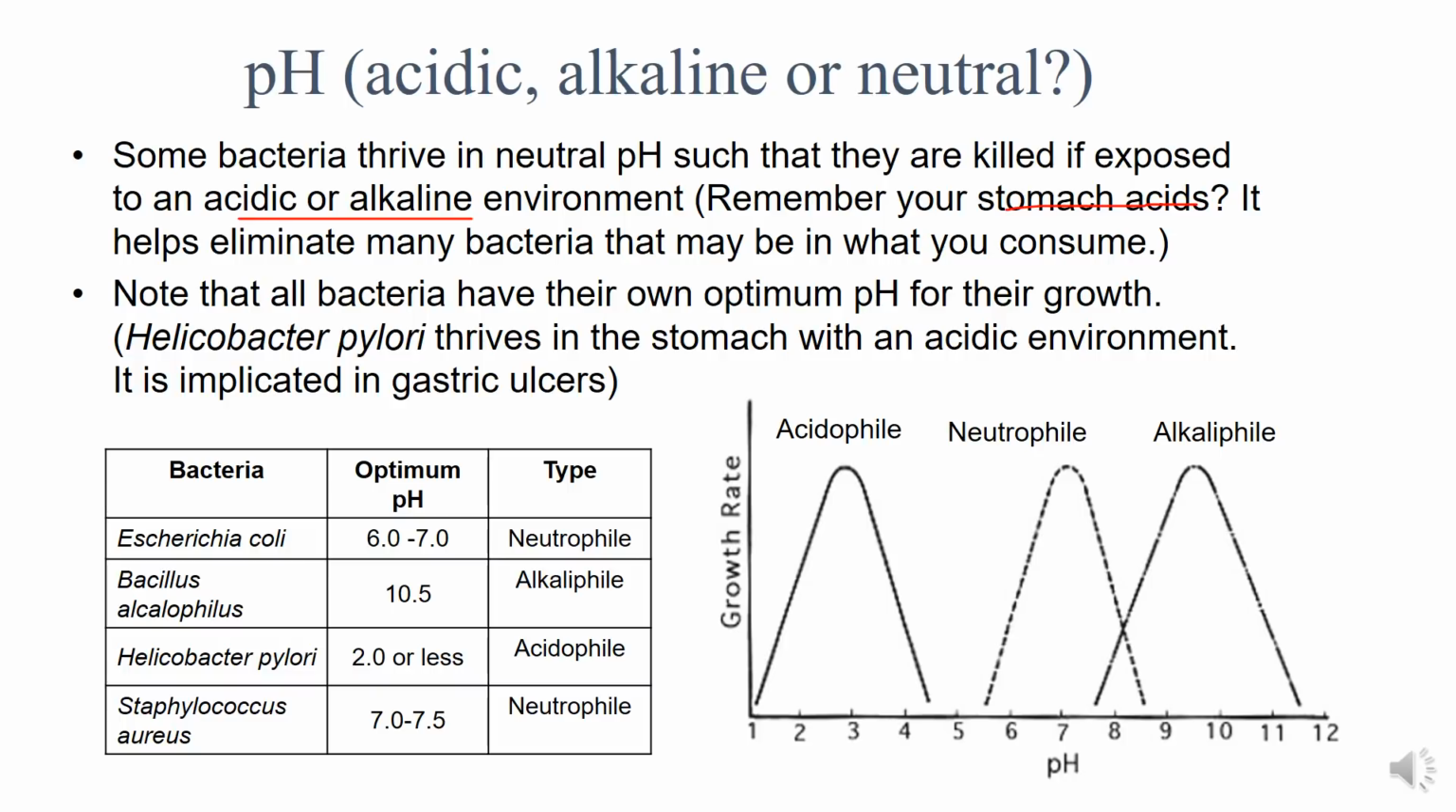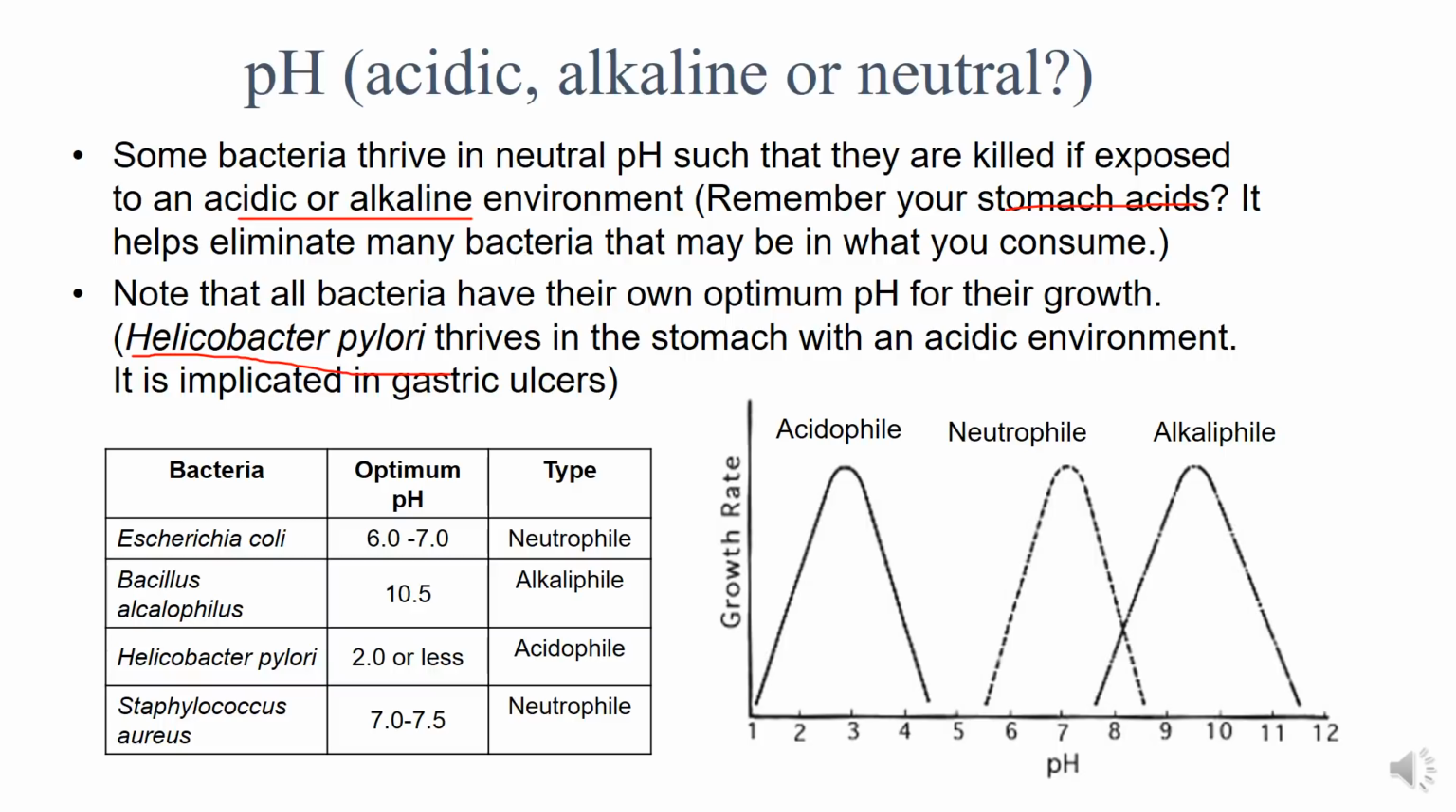Bacteria have their own optimum pH for growth, just like how they have an optimum temperature for growth. But you may be surprised that in an acidic environment like your stomach, you do have bacteria such as Helicobacter pylori that can survive in your stomach, and this is a bacteria that causes gastric ulcers.